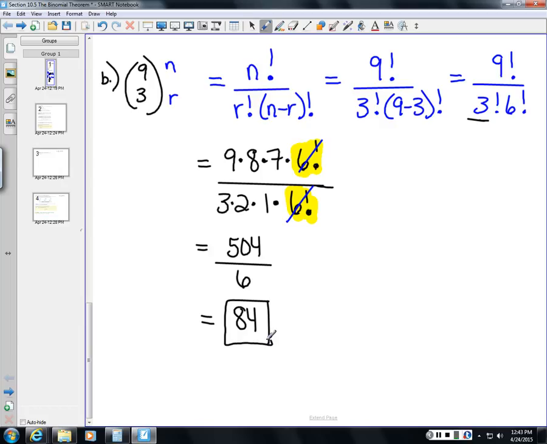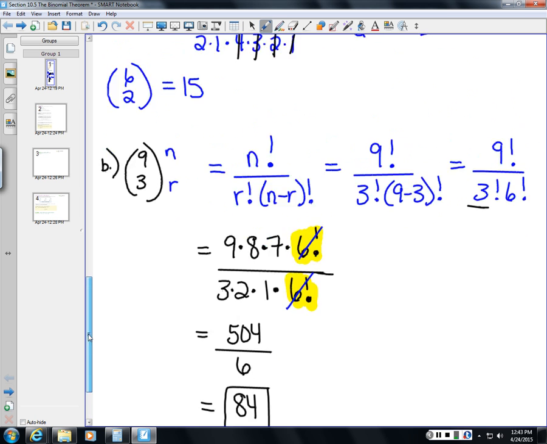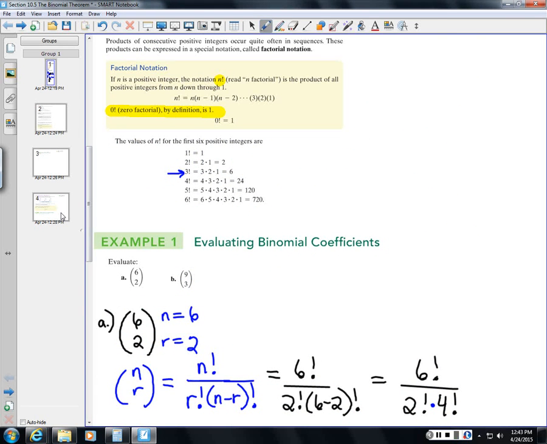Okay, so it's important to understand how the factorial works and then how this binomial coefficient works, and when you see this notation.